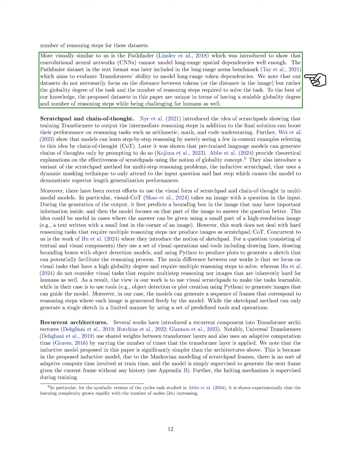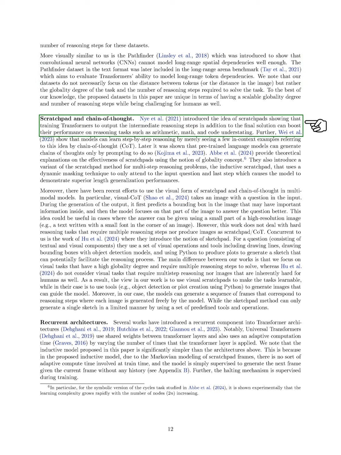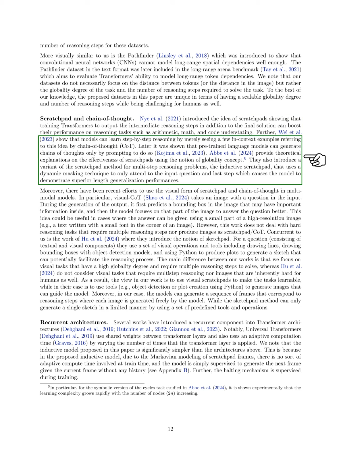Section: Scratchpad and Chain of Thought. In this section, we discuss the concept of scratchpads and chain of thought reasoning. We introduced the idea that training transformers to produce intermediate reasoning steps, alongside the final answer, can enhance their performance on reasoning tasks like arithmetic, math, and code understanding. We found that models can learn to reason step by step by observing just a few examples, which we refer to as chain of thought, COT.